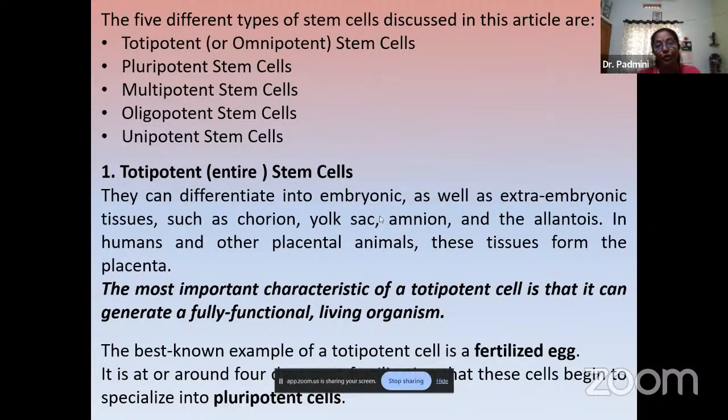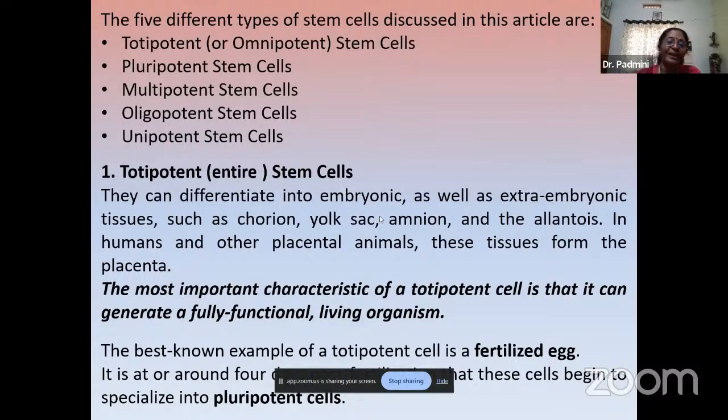So when you're talking about humans and other major mammals, here you're going to talk about the embryo as well as the placenta that is going to be attached with the mother and the child. So the umbilical cord and all those, which is going to be in connection with the growth of the embryo. So that's called totipotent stem cells. Here we're going to talk about embryonic as well as the extra embryonic tissue cells that are going to be formed. So that's called totipotent or the entire stem cells.